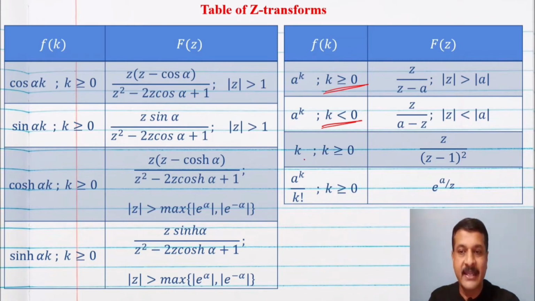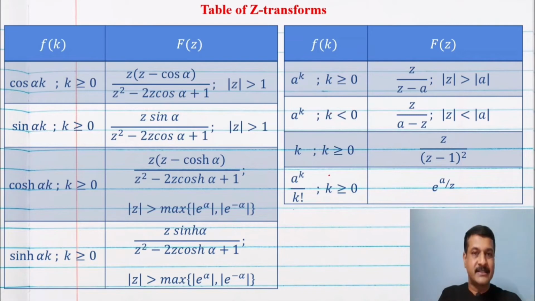The z transform of k is nothing but z upon z minus 1 whole square, where k is greater than or equal to 0. And for a raised to k upon k factorial, the z transform, where k is greater than or equal to 0, is nothing but e raised to a by z. So note that by using the first one I can find the remaining, because it is easy to remember, the denominator is nearly the same. And a raised to k, where k is greater than or equal to 0 and k is less than 0, this you remember. So students, you must remember this table as it is. Then it is easy to evaluate the z transform of any sequence.